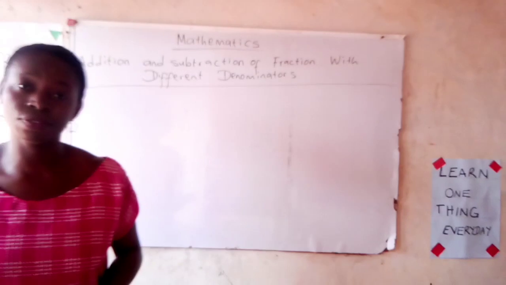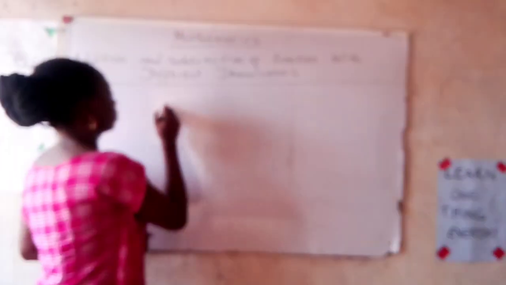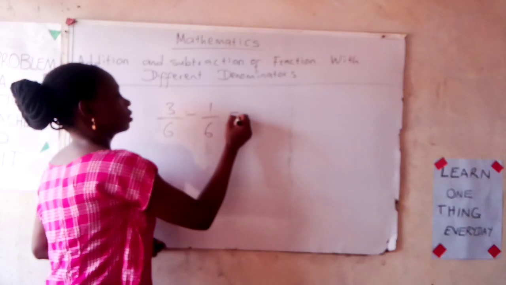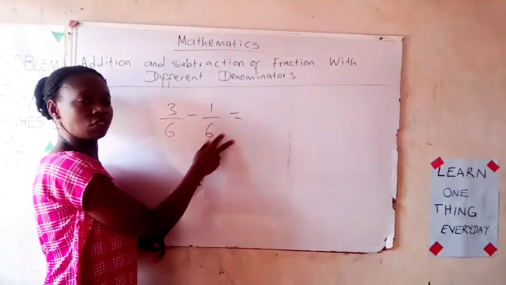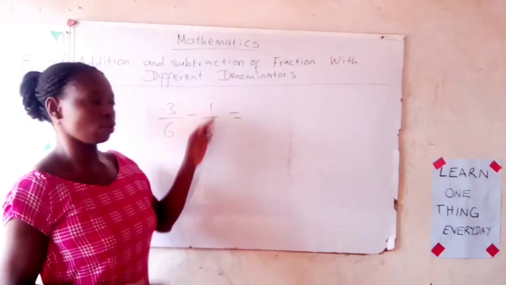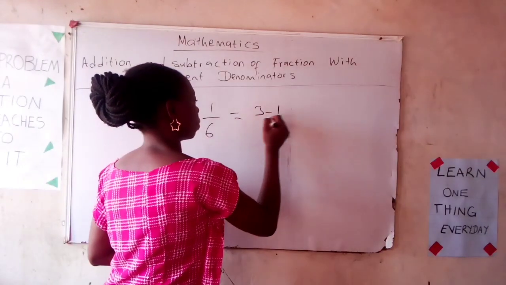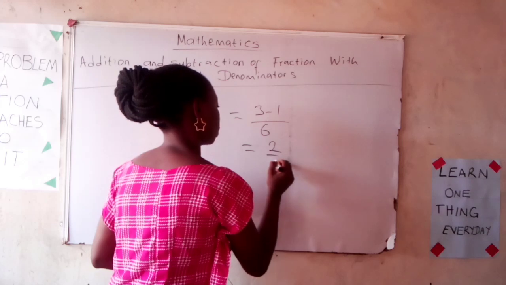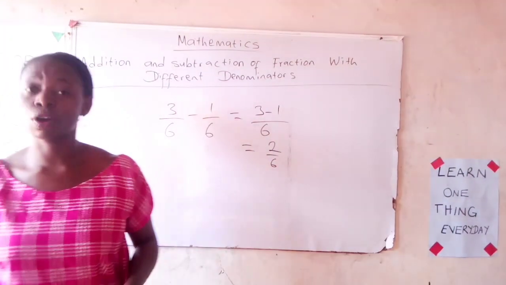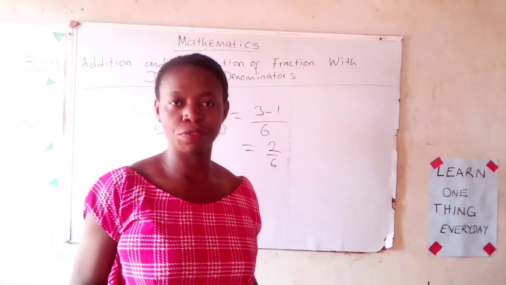Also, if you have to subtract fractions with the same denominator, like 3 over 6 minus 1 over 6, what we learned is that you subtract the numerators and leave the denominator the same. 3 minus 1, all over 6, which will give us what? 2 over 6. That's a refresher of what we did in our previous lesson.